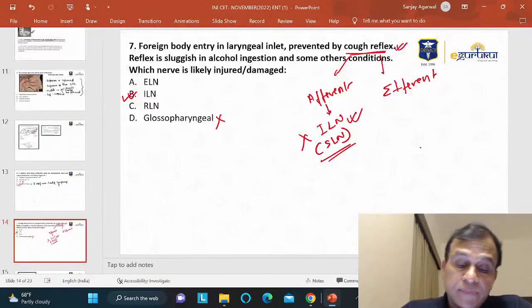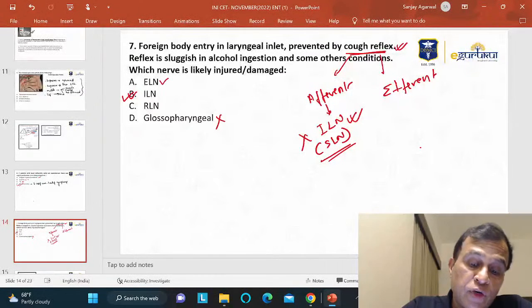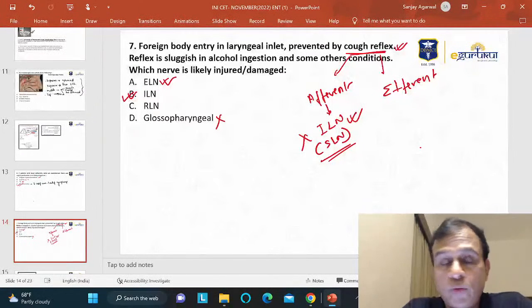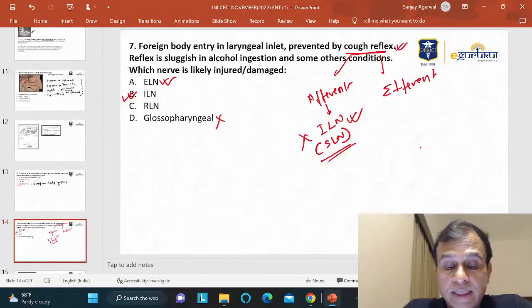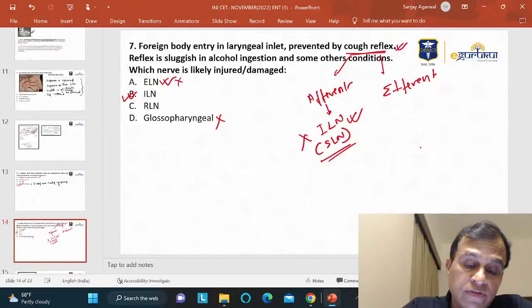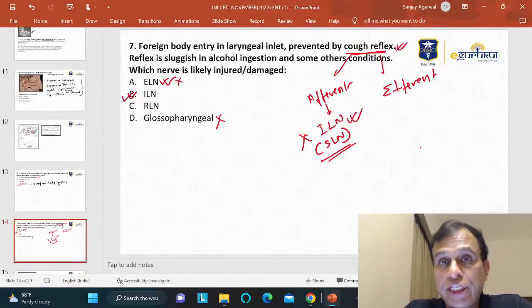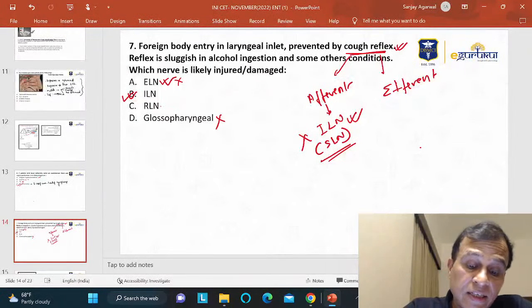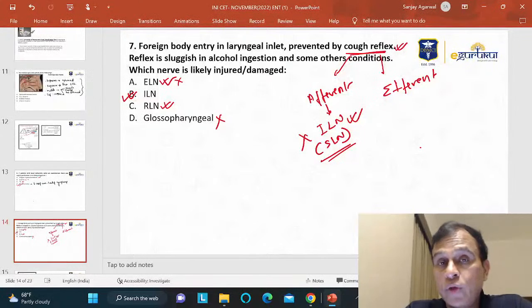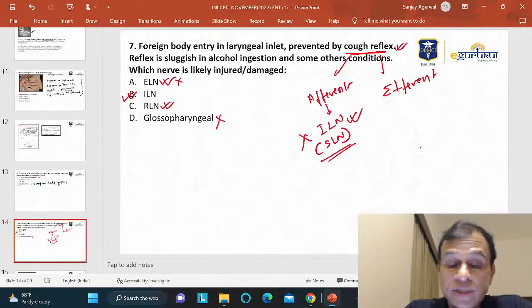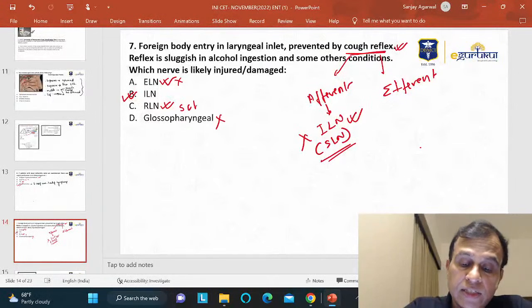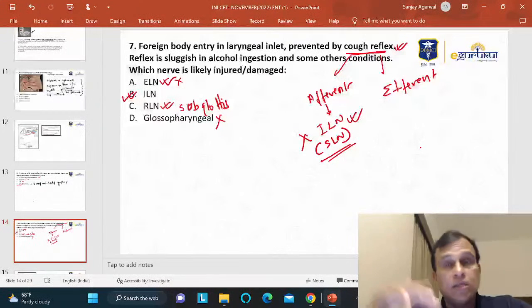And the rest of the nerves, like the external, is a pure motor nerve. It supplies a muscle, the cricothyroid muscle, and that's why damage to this nerve will have no sensory implication. The recurrent laryngeal nerve is mainly a motor nerve, but it supplies sensory also. This supplies sensory to the subglottis. Now subglottis sensory has nothing to do with aspiration or the cough reflex, isn't it? You understand this? It's below the glottis.